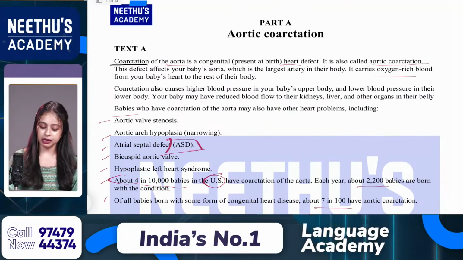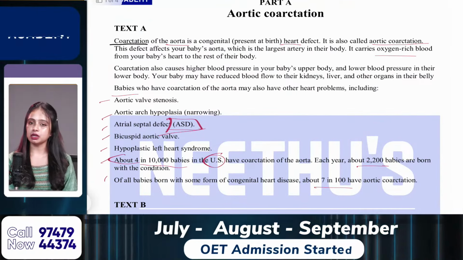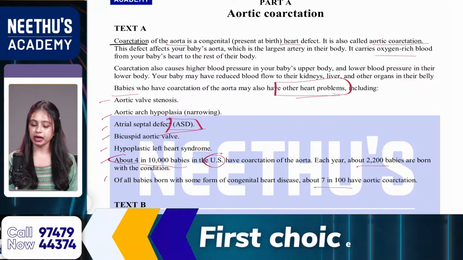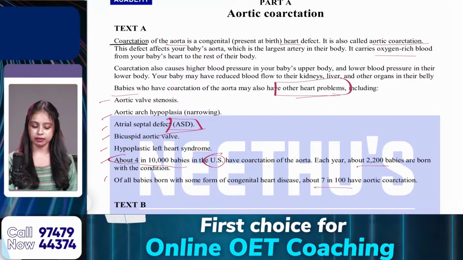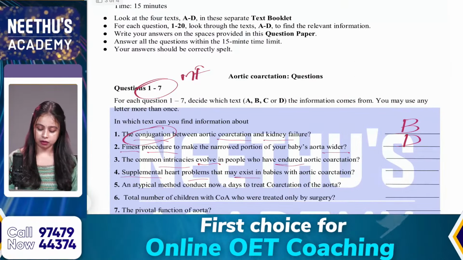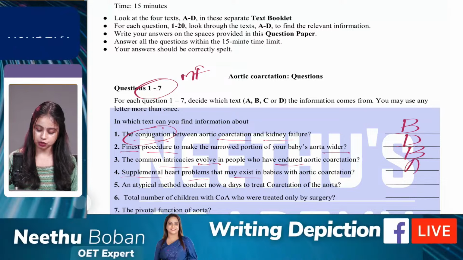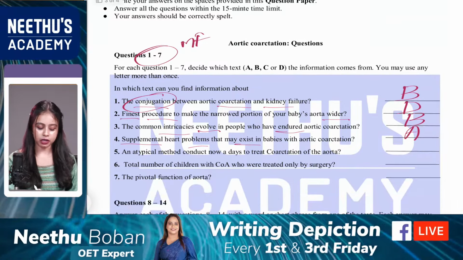Very good. That is from text A. Here they have mentioned the other heart problems. Fine. So the third one is from text B, and the fourth one from text A. Then what about the fifth one?